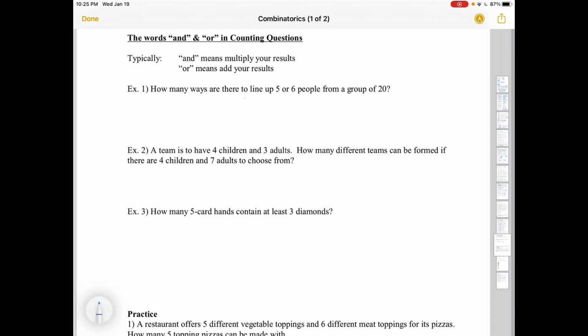So if we look at this first question, how many ways are there to line up 5 or 6 people from a group of 20? Let's think about this. If we just did 5 people, we're lining them up, so clearly that's a permutation question. We have 20 to choose from, and we could figure out what 20P5 is. Let's head to the calculator and do that.